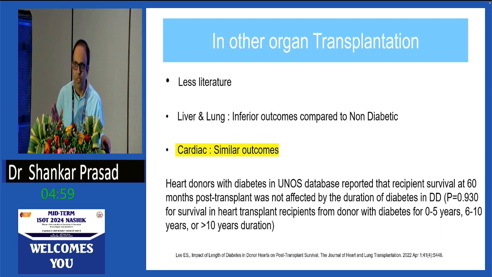Of course, when I looked into liver and lung, when compared to diabetic and non-diabetic donors, there were inferior outcomes. One of the studies in cardiac transplantation had a similar outcome irrespective of the diabetic duration, from 0 to 5 years, 6 to 10 years, or more than 10 years. Thus, there was a similar outcome as far as cardiac transplantation is concerned when the deceased donor was a diabetic.